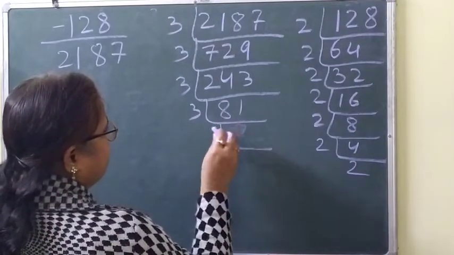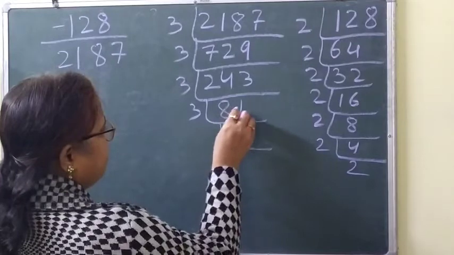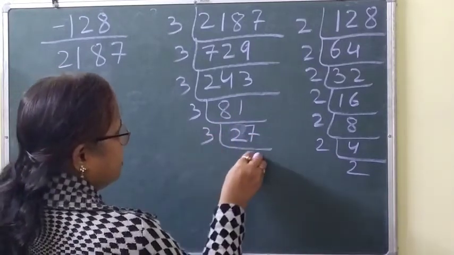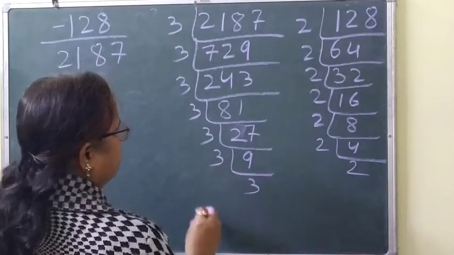3 9s are... 3 2s are 6. 7 8. 3 7s are. Okay. Then 3 9s are. Then 3 3s are. Clear?